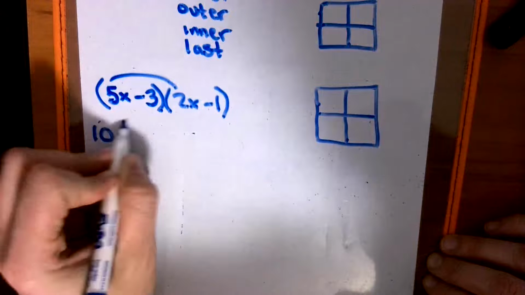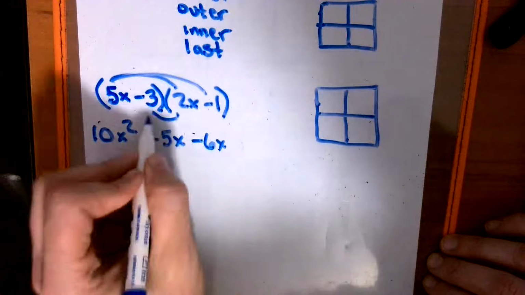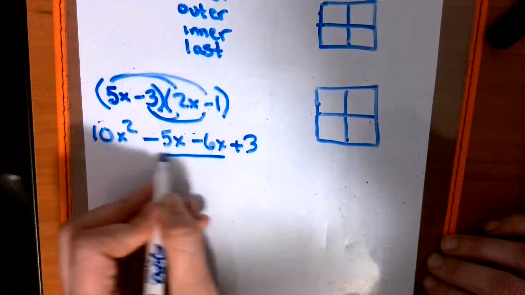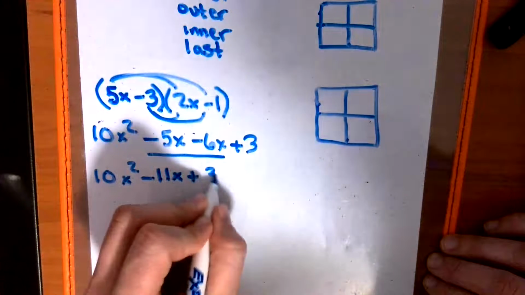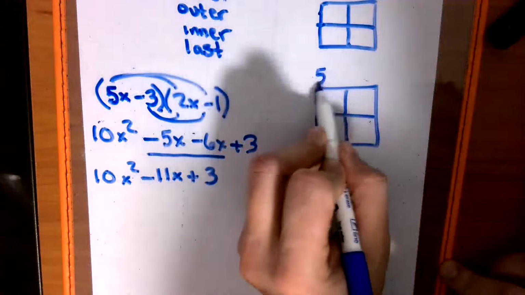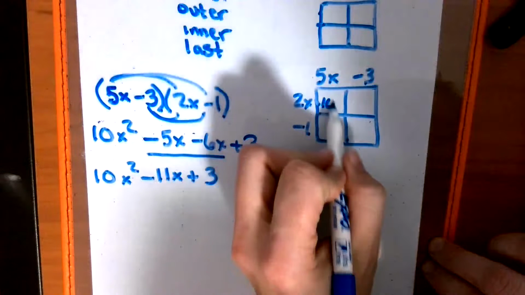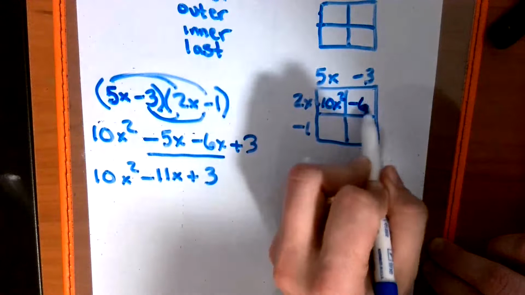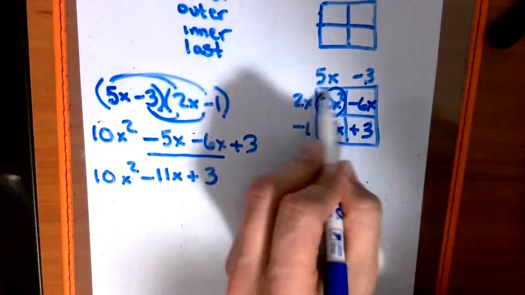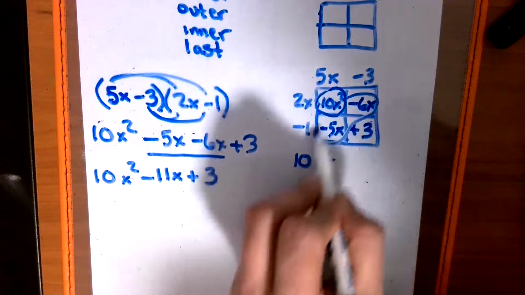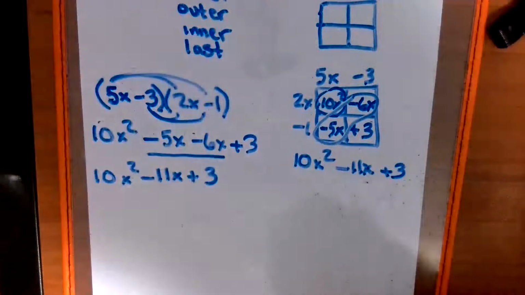First, 10x squared, outer, negative 5x, inners, negative 6x, lasts, positive 3. Center terms go together. 10x squared minus 11x plus 3. In a box, 5x minus a 3, 2x minus 1. Those two go together. 10x squared. These two, negative 6x. These two, negative 5x. These two, positive 3. 10x squared. Negative 11x plus 3. Same answer, different approach.